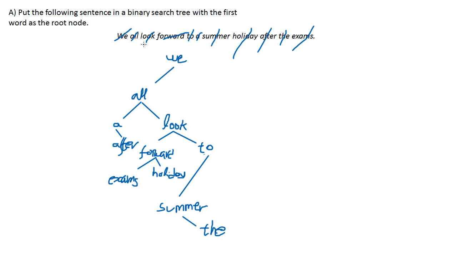You start from the first word as it tells you. It's the root node, and then you just work your way down. And this is how to solve a binary search tree with a given sentence.